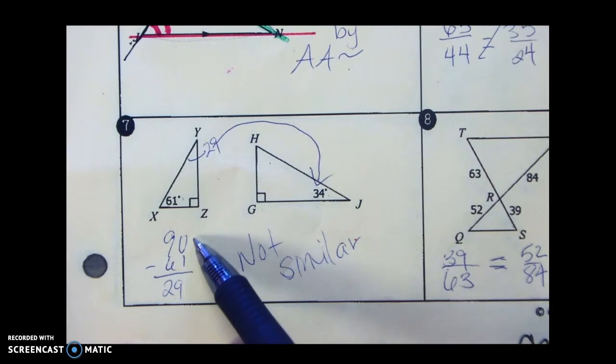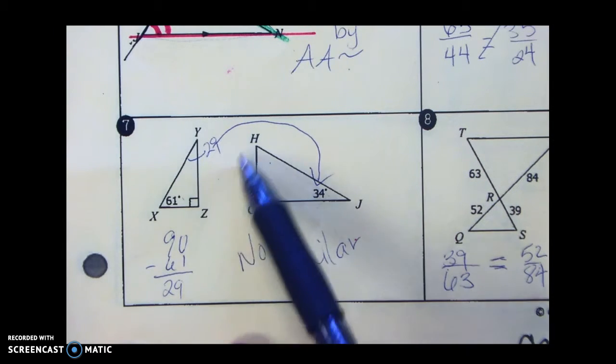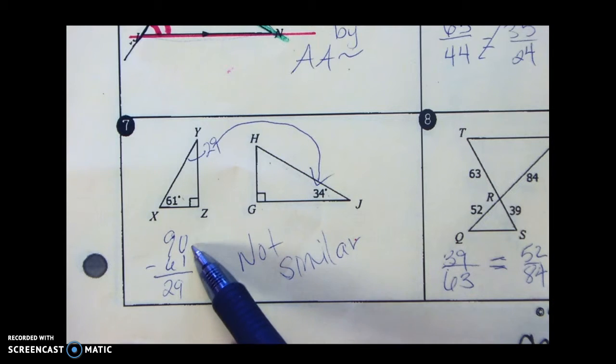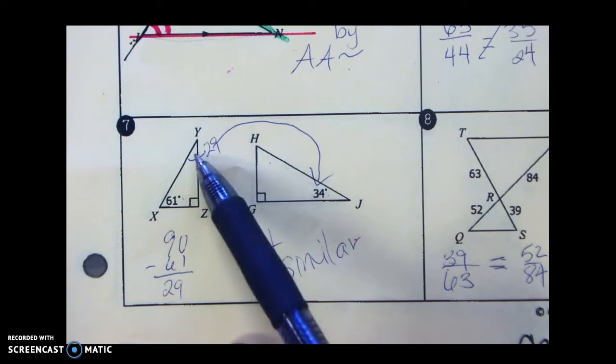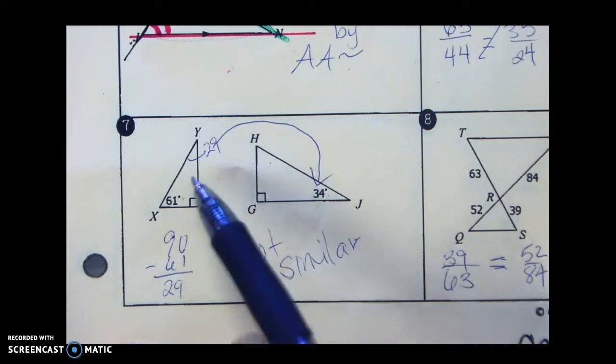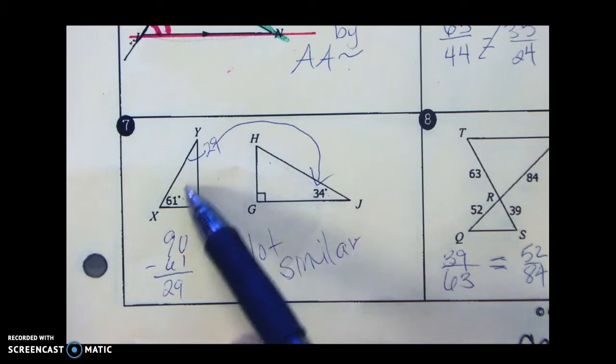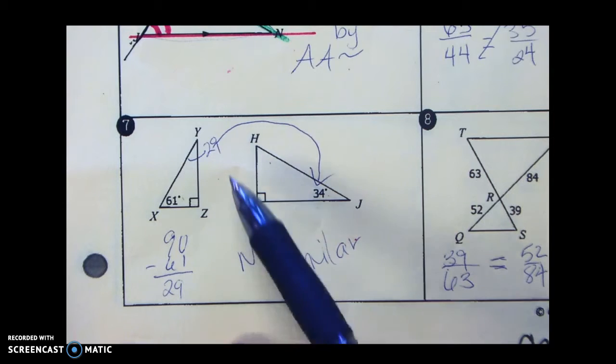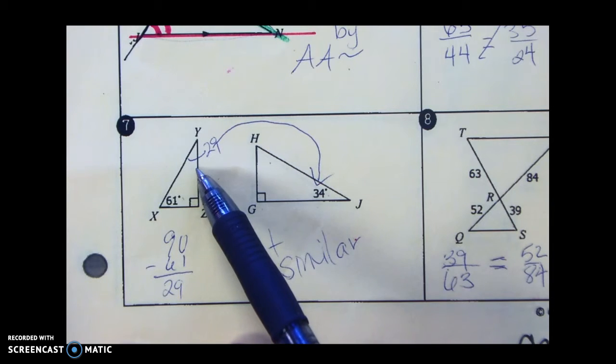So there's already my 90. Subtract that from the 180 and I'm left with 90, because these two have to add up to 90. So I subtract the 61 from that 90 that is left, and I get 29, which means this angle has to be 29.